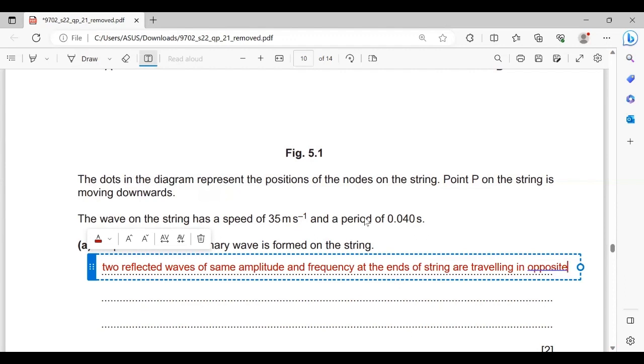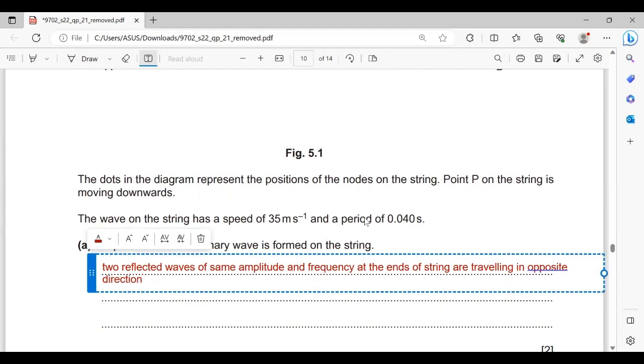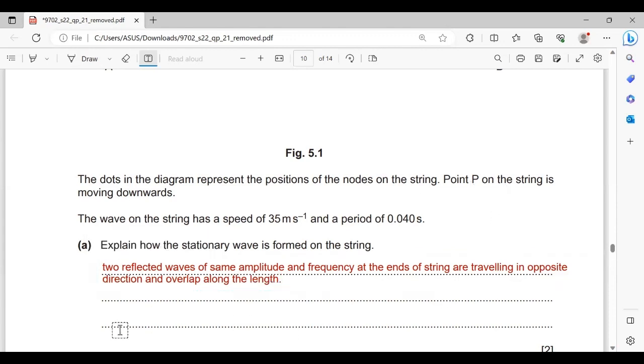Two reflected waves of same amplitude and frequency at the ends of string are traveling in opposite directions and overlap along the length. Okay. Next, continue to 5b.